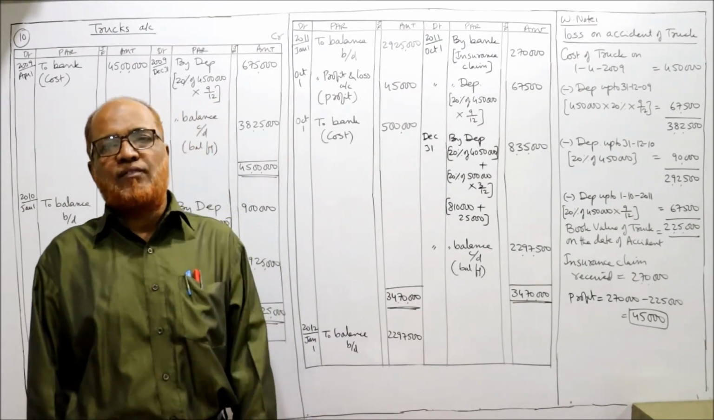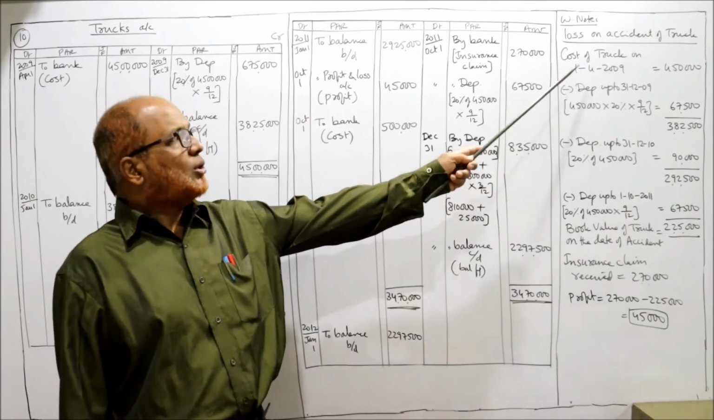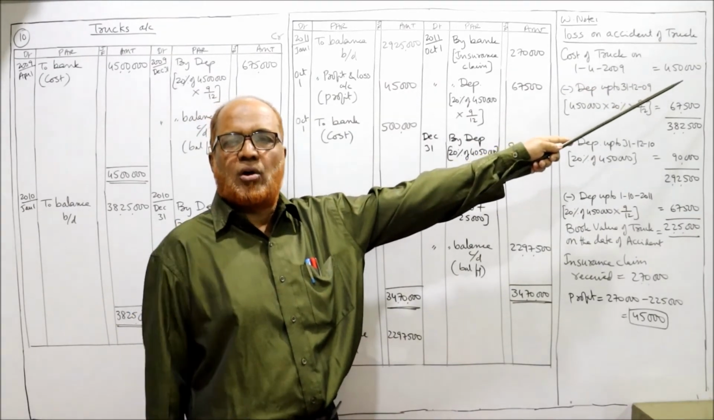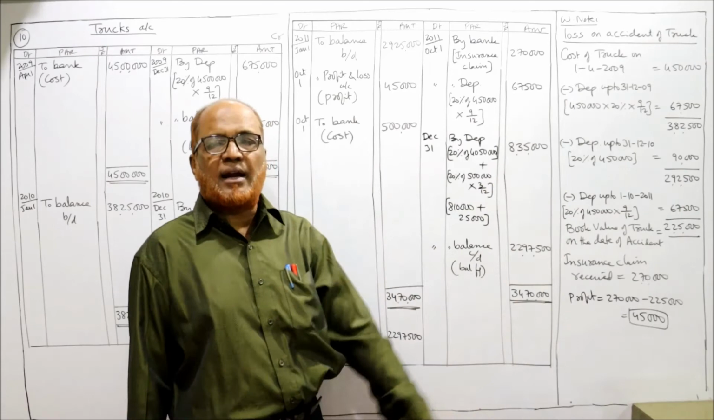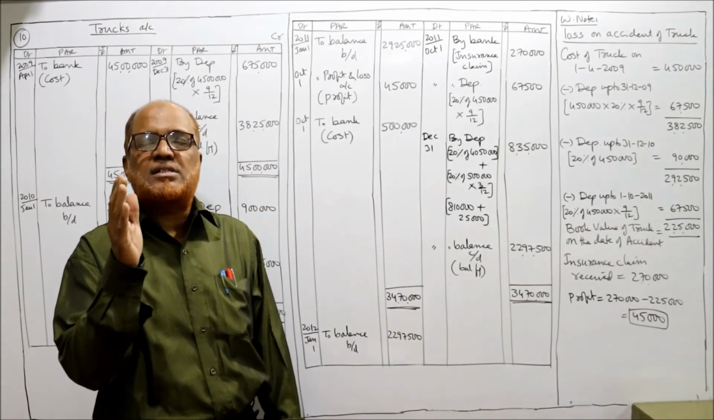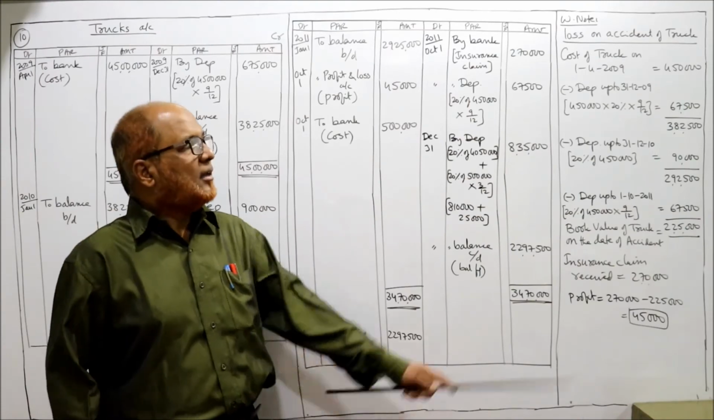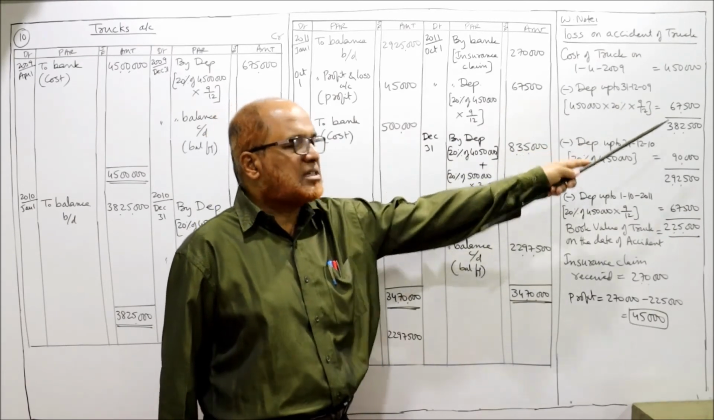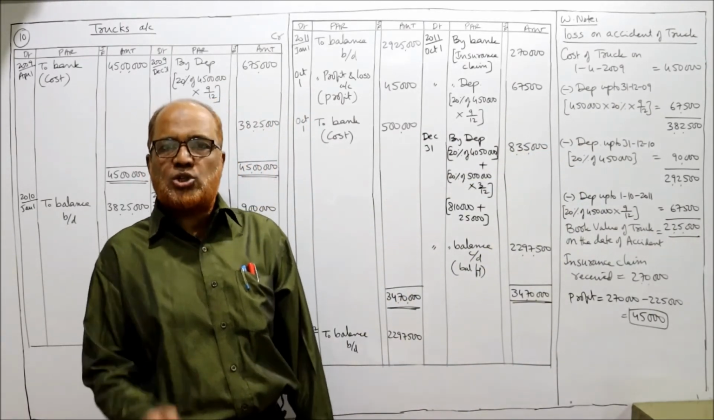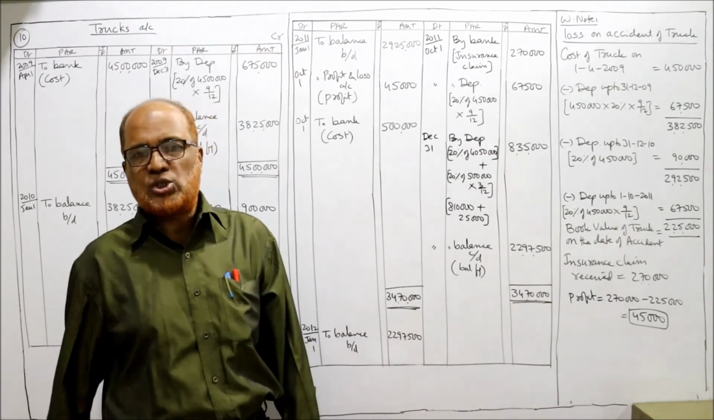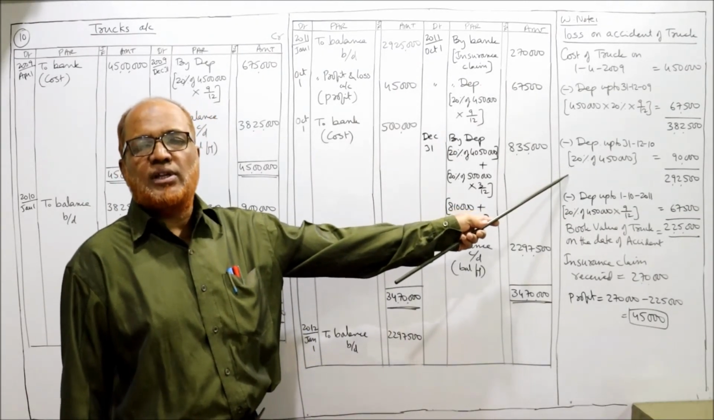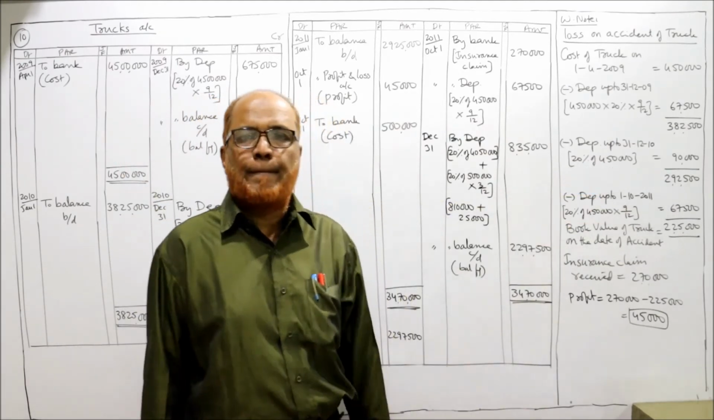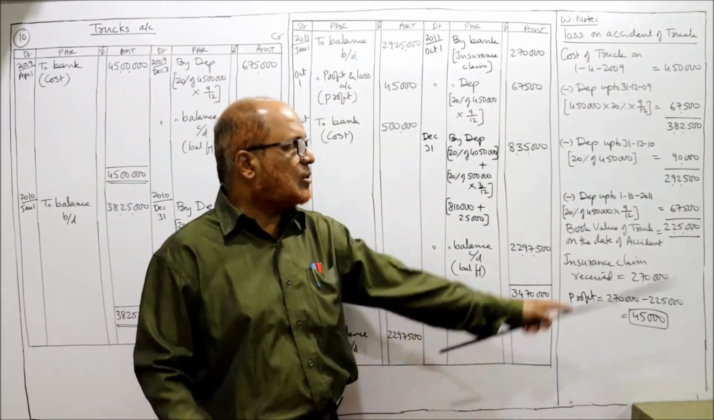Now we have to find out whether there is profit or loss on this truck. So in the working note, the cost of the truck on 1st April 2009, at the time of purchase, is 4,50,000. From this, we subtract depreciation for the first year up to 31st December 2009. So 20% of 4,50,000 into 9 by 12, 67,500, is the depreciation on that one truck for 2009. Now 2010, depreciation for the year ending 31st December 2010. So 20% of 4,50,000, 90,000, is the depreciation for the year 2010.